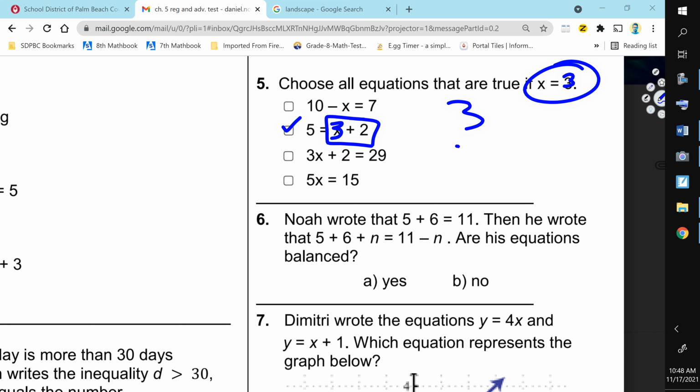There are 3 correct answers. So if you only got 2, you need 1 more. Or if you got 3 and one of them is wrong, you need to change it to the other one. But I want to see 3 correct answers for that. You got to substitute and then solve.